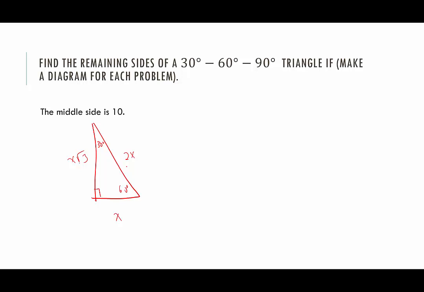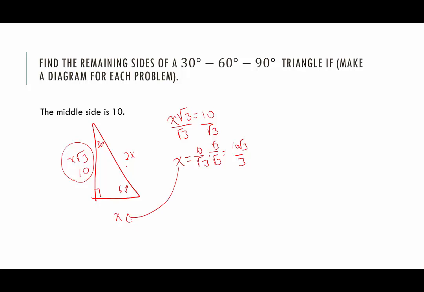Now what we're told is that the middle side is 10. So this creates a little equation. This means that x root 3 is equal to 10. Now we can figure out the side opposite the 30 degree angle, because all I need to do is get x by itself. We would divide both sides by the square root of 3. Now we're faced with a problem that we have an irrational denominator. To rationalize, we can multiply by root 3 over root 3, giving us 10 root 3 over 3. So that's x. That tells us our shortest side.